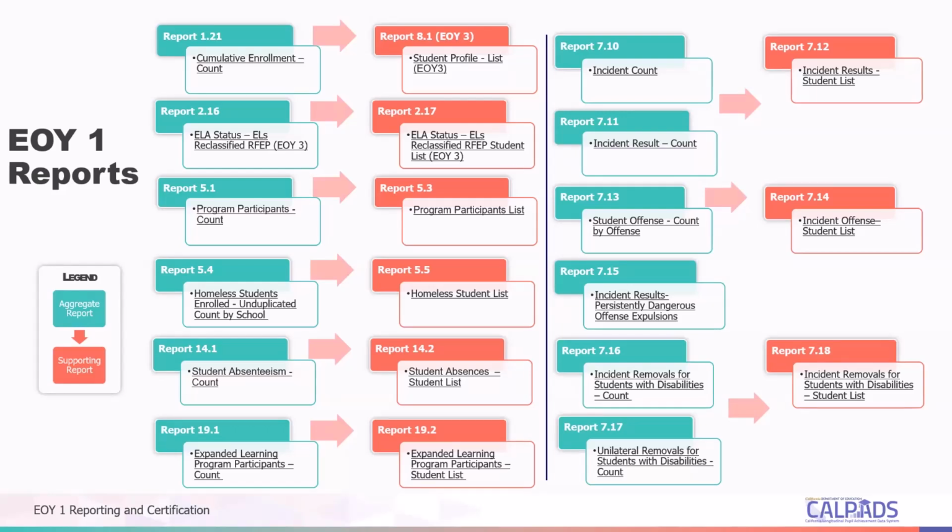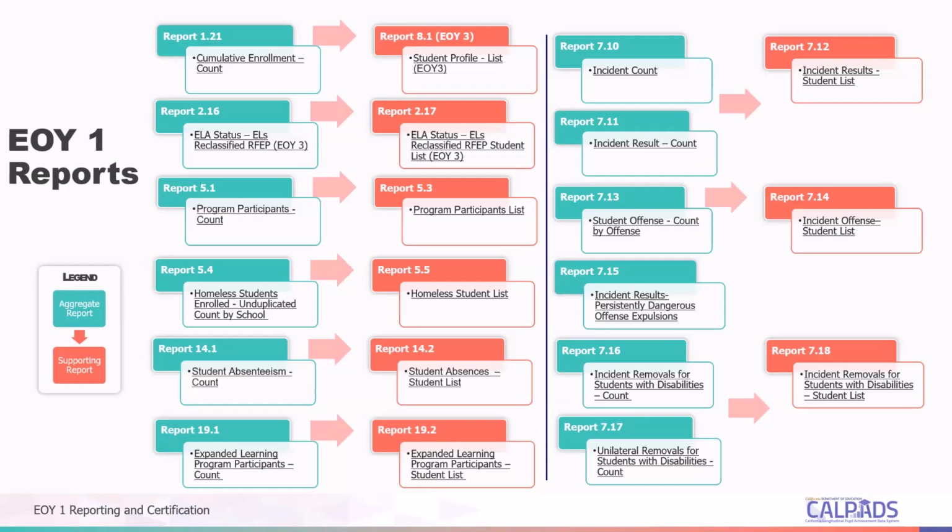This is the product of end of year. This is the product of your submission. These are the counts the CDE and the federal government will use. The actual detail, the students that are comprising those counts are going to be displayed in the supporting reports.